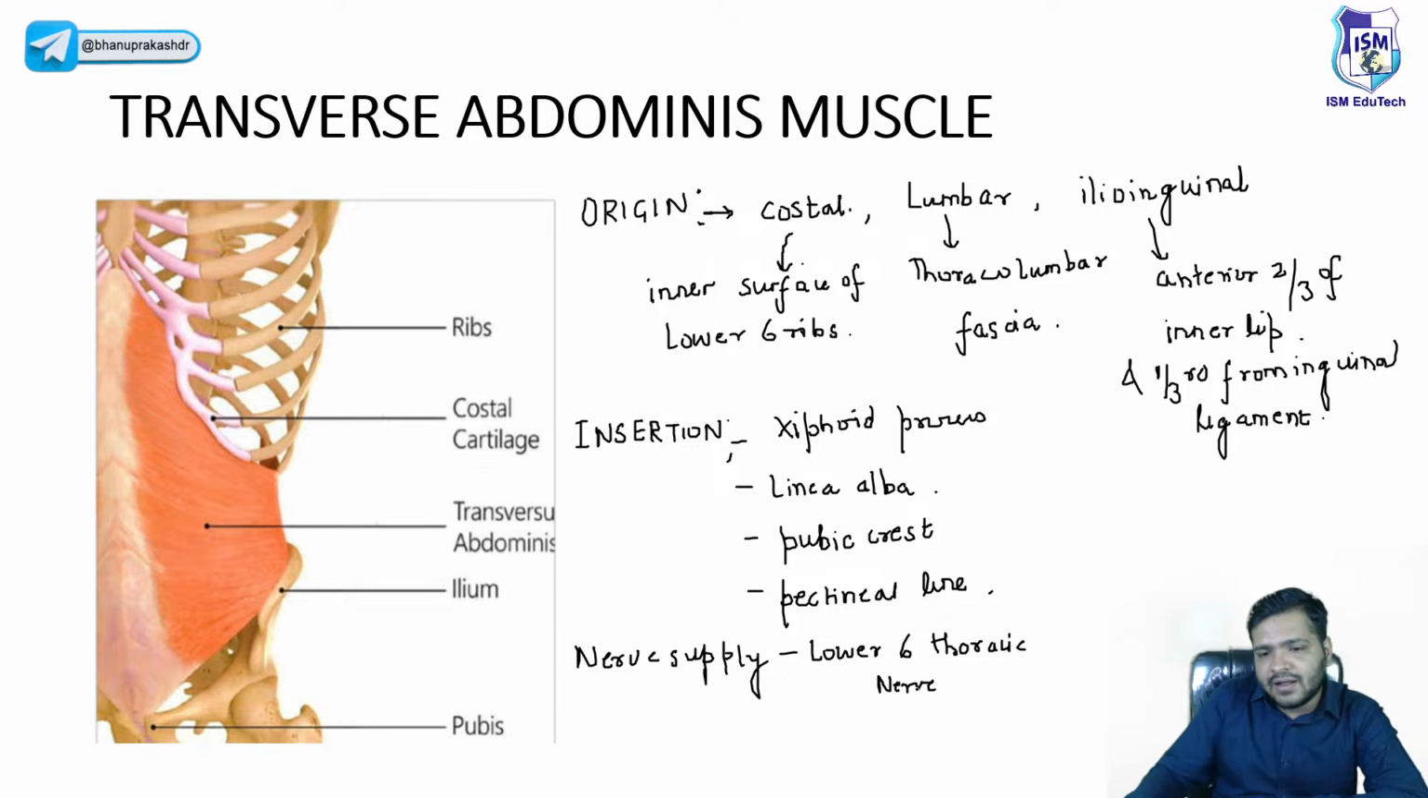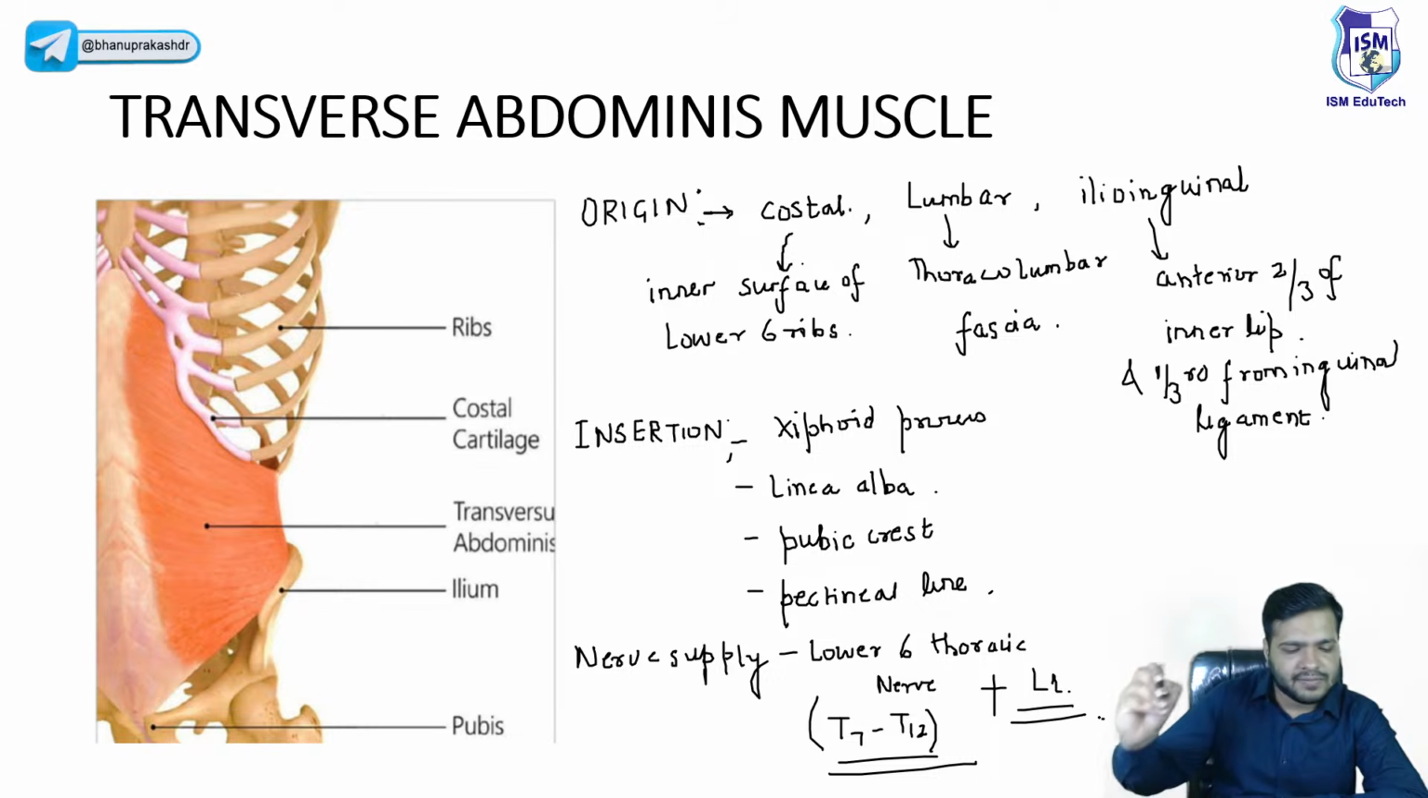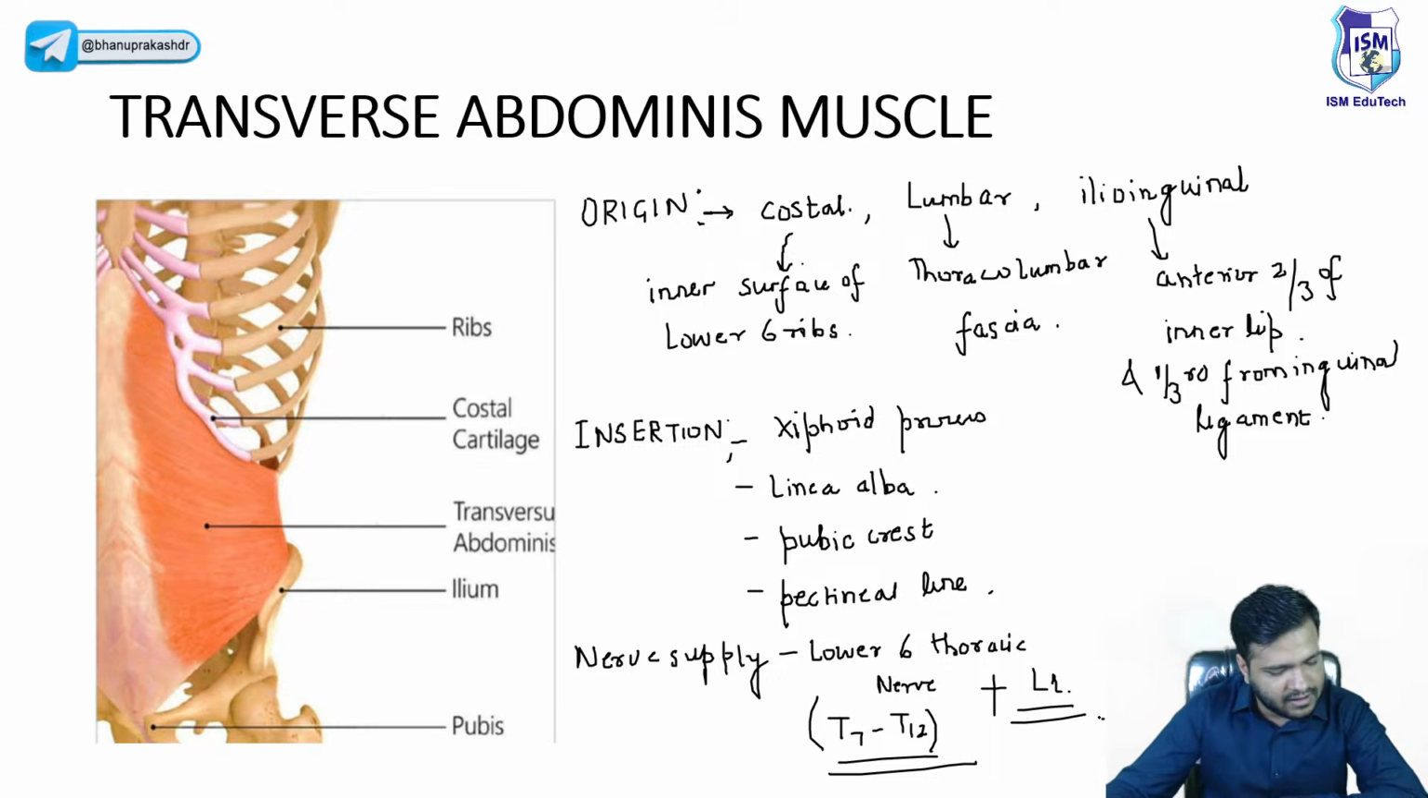Now, when I say lower 6 thoracic nerves, beta, say thoracic spinal nerve 7 to thoracic spinal nerve 12, right? So I've already told you these T7 to T12 lectures, it is the thoracic spinal nerve. And along with that, we have L1, the lumbar spinal nerve 1. Varun Kashyap, right? It is along the midline.